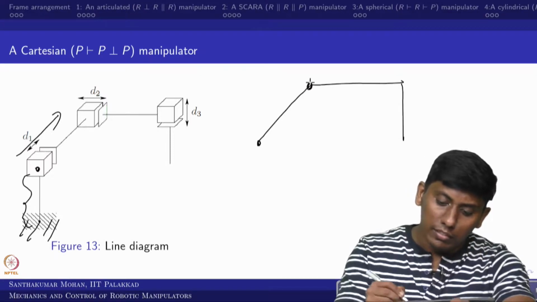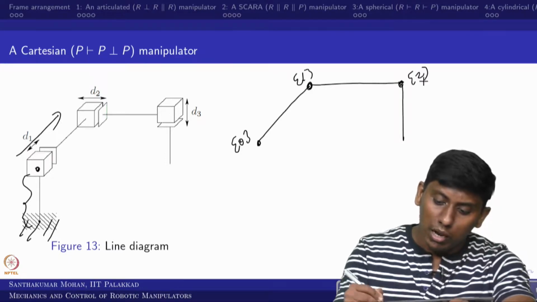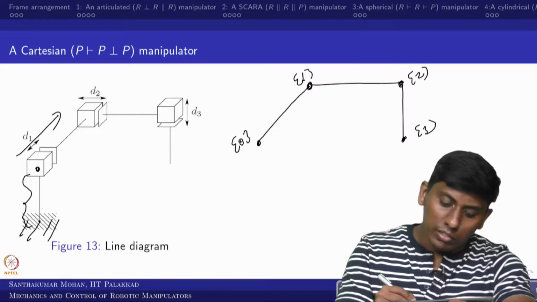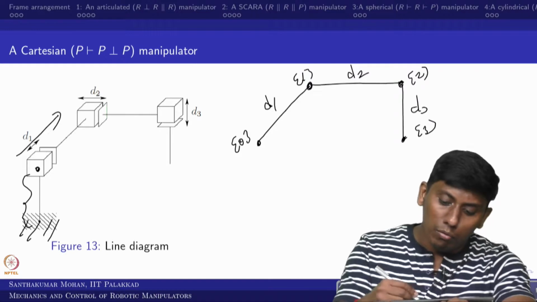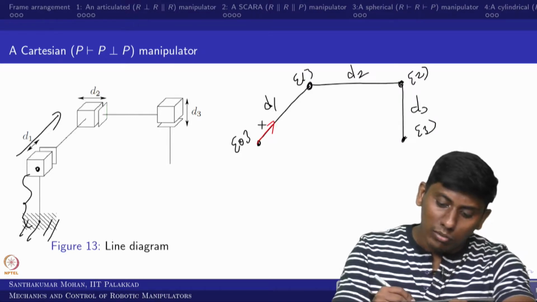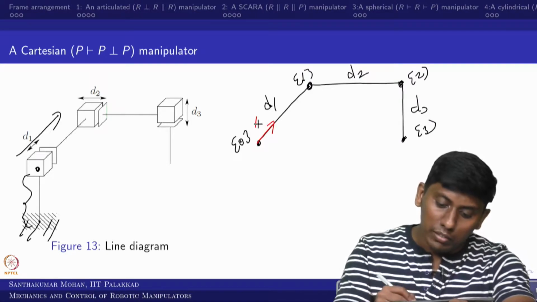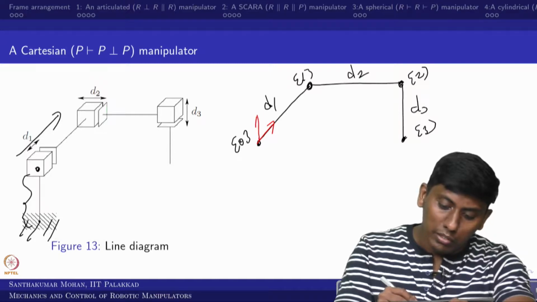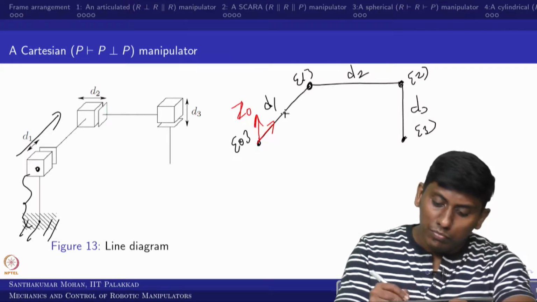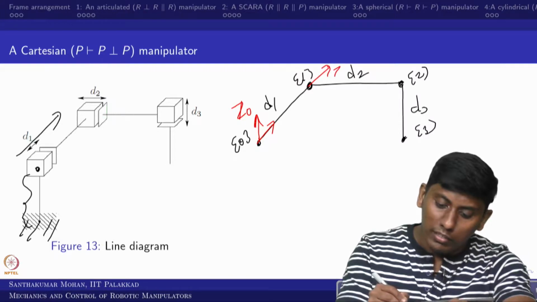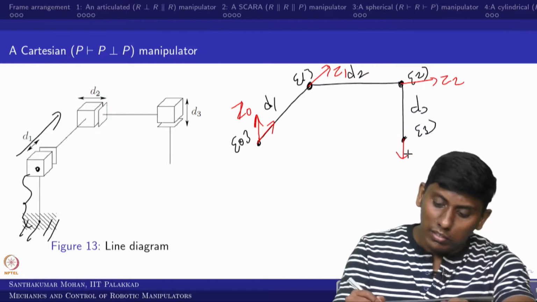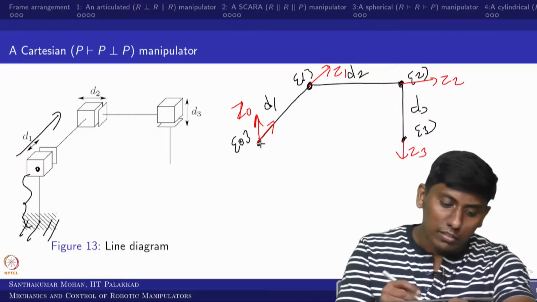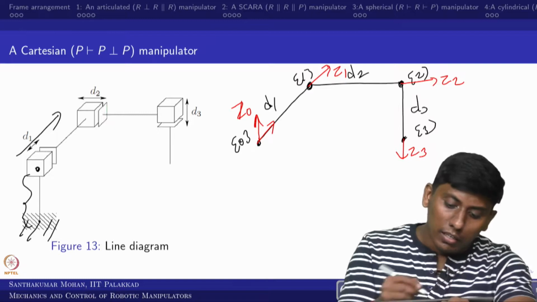In the sense, this is 0, and this is 1, and this is 2, and this is 3. So this is d1 covered, this is d2 covered, and this is d3 covered. Now what would be the joint axis? Probably I put it this way. So this is z0, and this is z1, and this is z2, and this is z3. Then the x axis, obviously, is in the plane perpendicular to that.